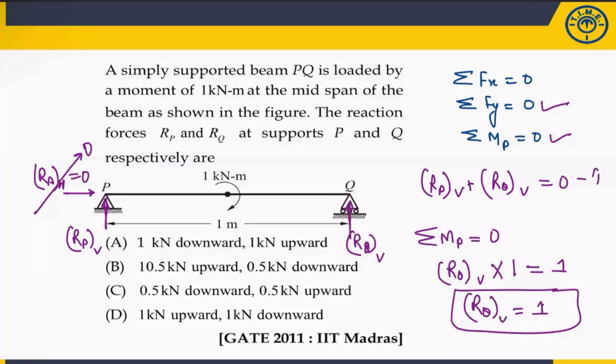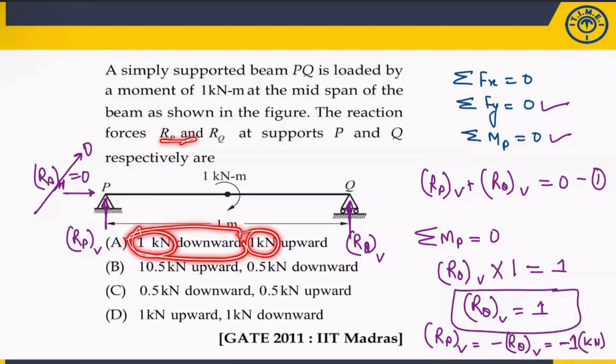So can I say from the first equation, what is RPV? RPV is nothing but minus of RQV, and RQV is coming out to be 1. So this is minus 1 kilonewton. That means this is acting upward, which is 1. This is negative, meaning whatever direction you assumed, just reverse it. So what is the correct answer for this question? RP value you are getting 1 kilonewton. Magnitude-wise both are correct, but here it will act downward and here it will act upward. So what is the correct answer? A. Very good, Jagan. A is the correct answer. In every question you have to use 3 equations: summation of force in x direction, summation of force in y direction, as well as moment.